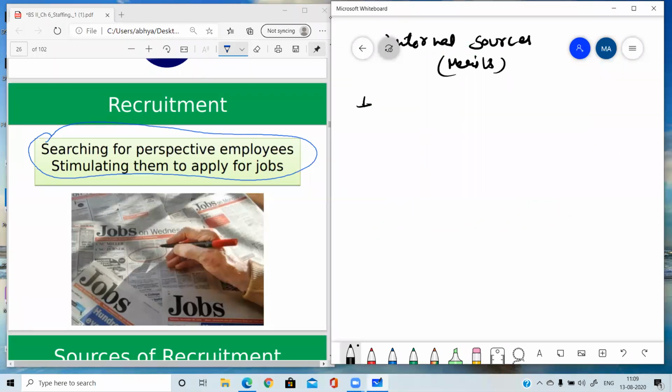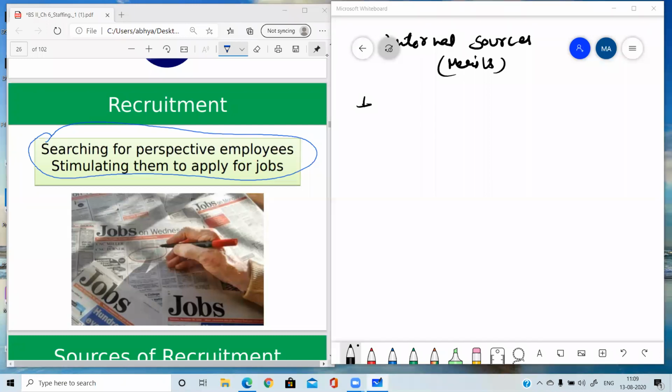Like if the organization is getting employees from the internal sources only, then they need not follow any selection procedure, any staffing procedure. They have employees with themselves only, and they are just promoting them, or just transferring them from one place to another place. So that's why. So yes, very good.